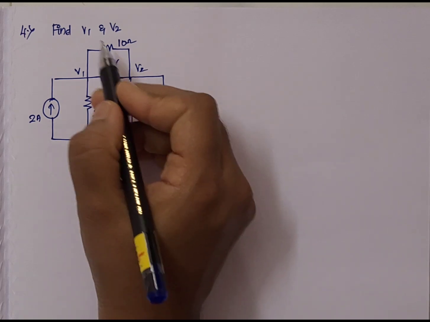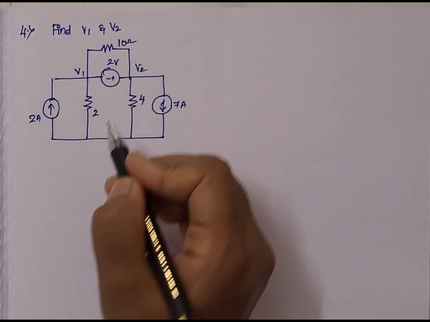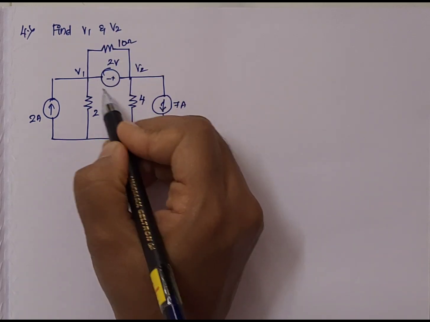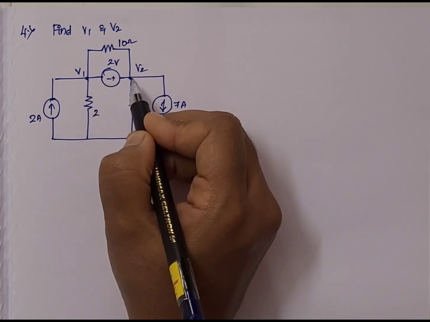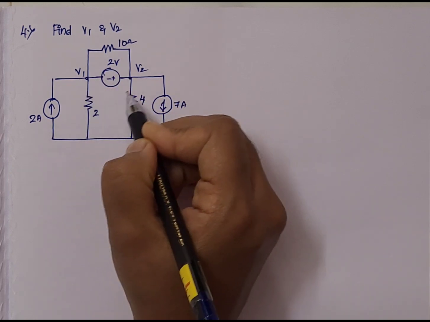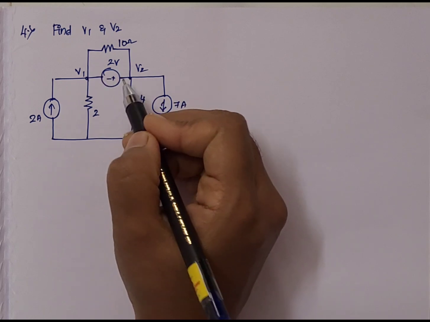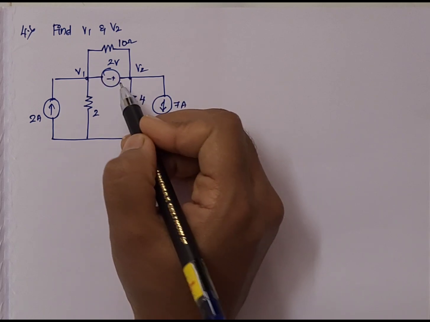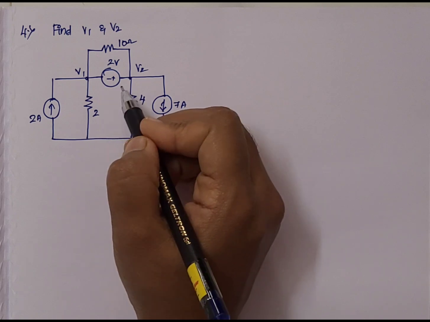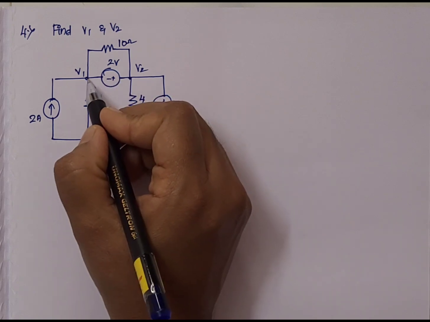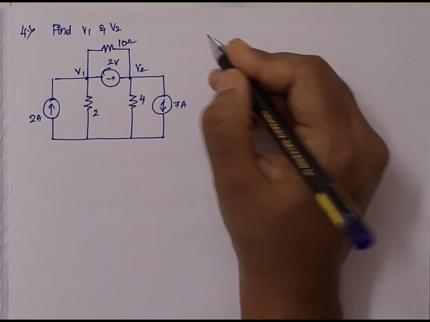Next question, find the value of V1 and V2. So here we have a voltage source connected in between V1 and V2, which are nothing but non-reference nodes, which means this particular junction forms a super node. So as we have seen earlier, whenever we have a super node concept, we have to apply both KCL and KVL. So first we have to apply KCL between V1 and V2.